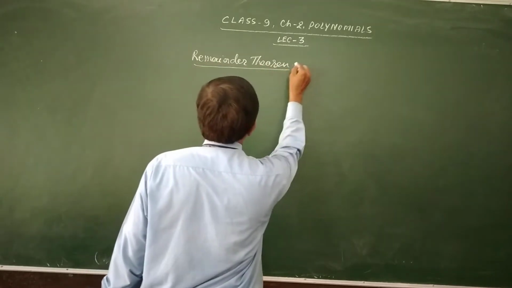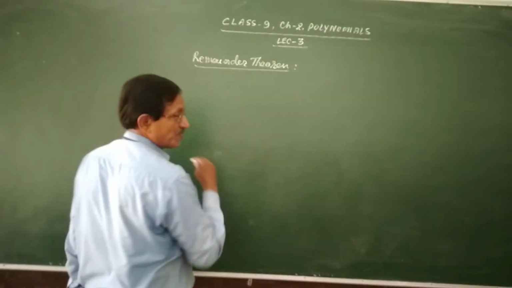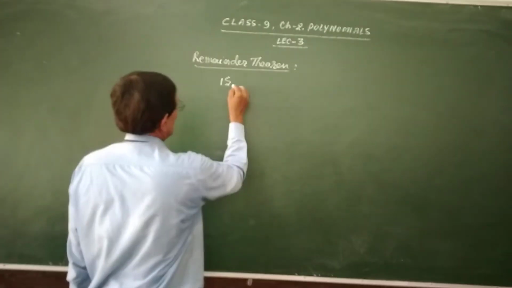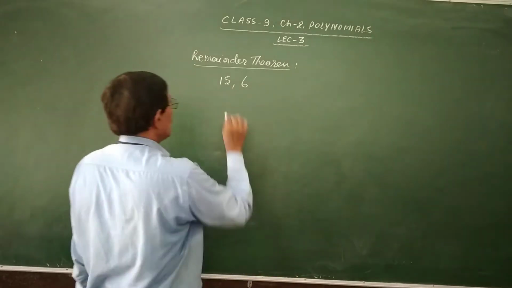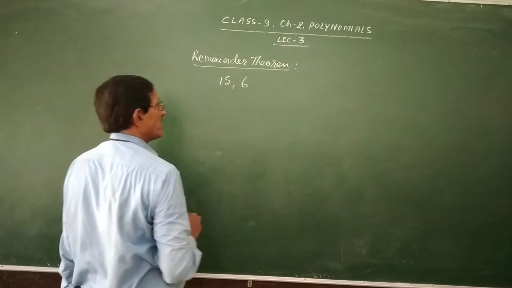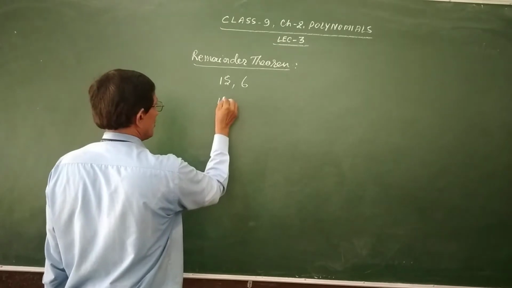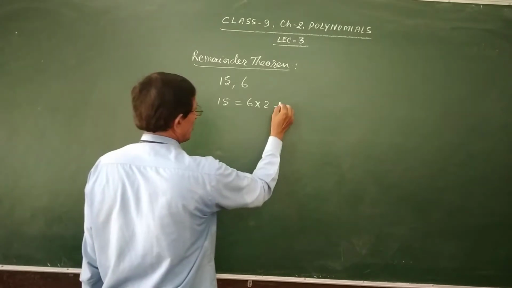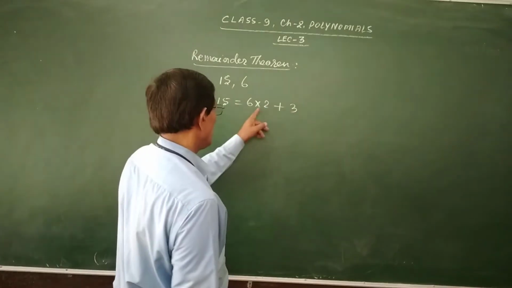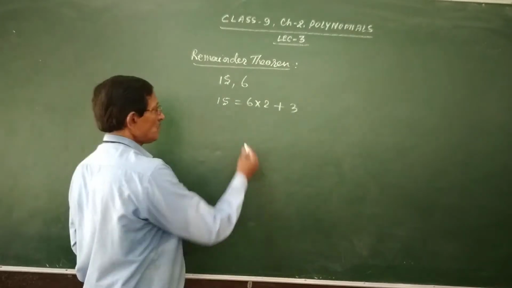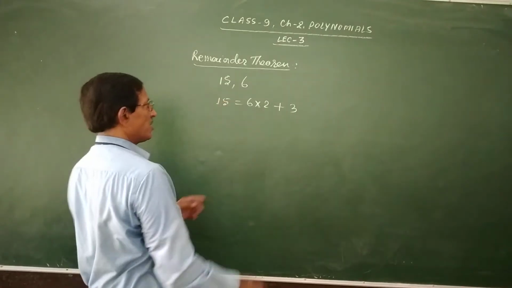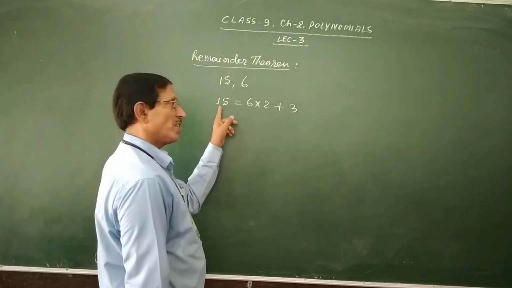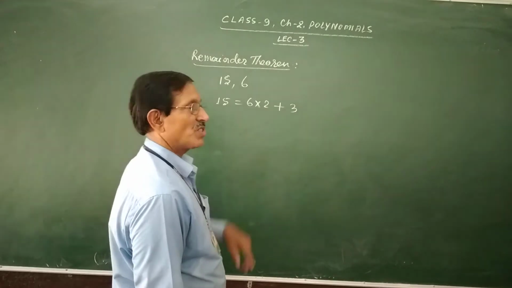We will see. We take two numbers. Suppose one number is 15, another number is 6. So, if 15 is divided by 6, then we write like this: 15 is equal to 6 into 2 plus 3. 6 times 2 is 12, plus 3, that is 15. So, if 15 is divided by 6, 6 is known as divisor and 15 is known as dividend, 2 is quotient and 3 is remainder.